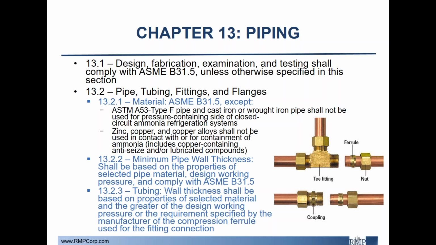Section 13.2.2 says that the minimum pipe wall thickness shall be based on the properties of the selected pipe material. There are a few exceptions to this. Carbon and stainless steel threaded pipe shall be minimum Schedule 80 for all sizes. Carbon steel pipe less than 1.5 inches shall be a minimum Schedule 80, and stainless steel pipe less than 1.5 inches shall be a minimum Schedule 40. For tubing, wall thickness shall be based on the properties of the material and the grade of the design working pressure.